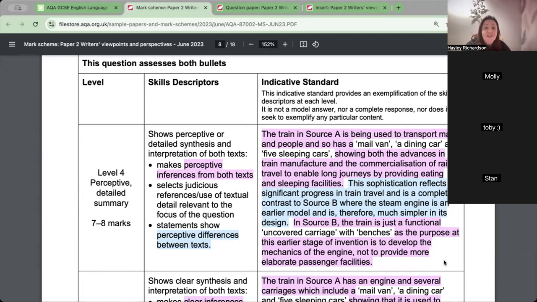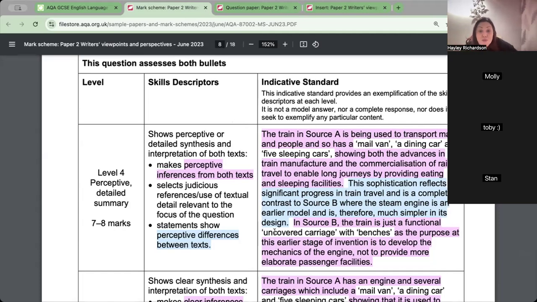So you can see how they've got perceptive inferences. If something's inferred, it's kind of like implied. It's not said really obviously in the text, but it's suggested. That's kind of what that means. Selects judicious references. So in other words, enough that's appropriate and ones that make sense.